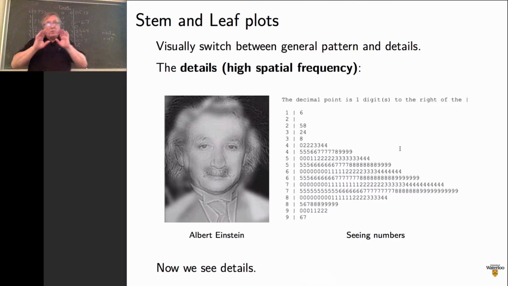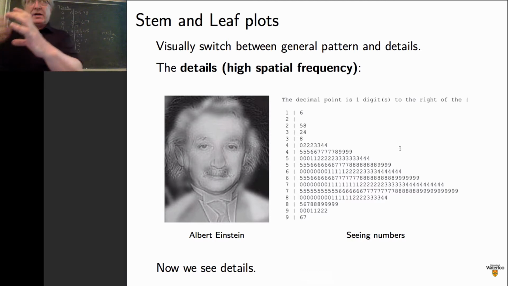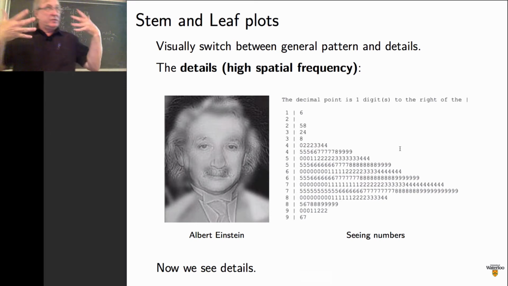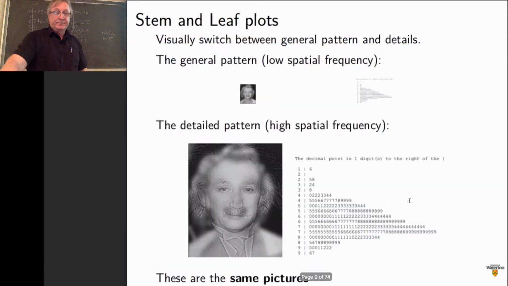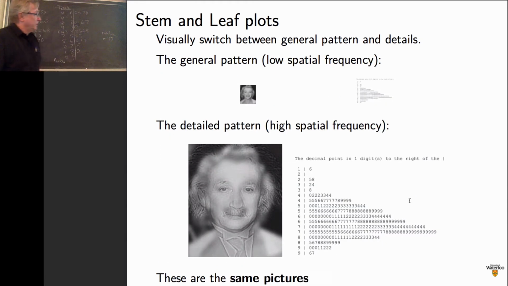Okay, so when you reduce it, you're only going to see the coarse characteristics of that picture, and when you zoom in, you'll see the fine detail. With a leaf plot, you've got both of these happening for you. You can look at details, or you can pull back, squint, and see the general overall pattern.